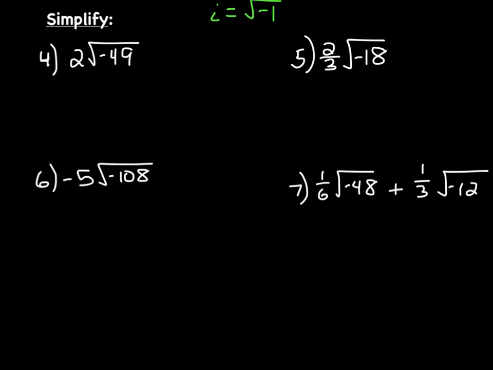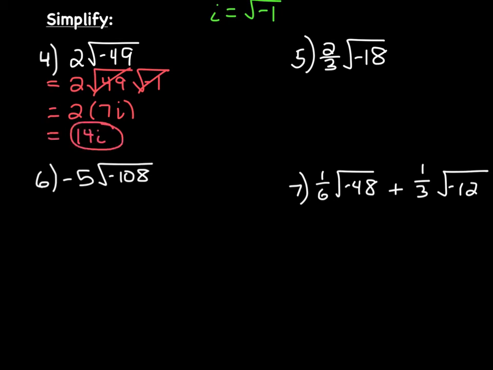In number 4, I'm going to take my 2 and bring it down. Because we have a negative under the radical here, I'm going to break this up into a radical positive 49 and a radical negative 1. We can bring our 2 down, and since the square root of 49 is 7, this really means 2 times 7. And since the square root of negative 1 is i, I'm going to cross that off and make it an i. So 2 times 7i would just be 14i.